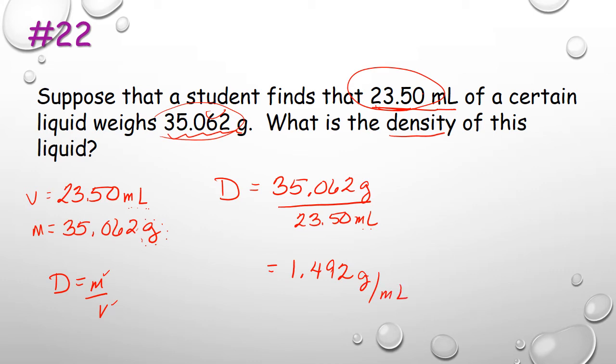Hey, do you think this will sink or float? Well, if you said sink, you're right. If you recall, the density of water is 1.00 grams per milliliter at room temperature. And this number we came up with is greater than 1, so this certain liquid will actually sink below the water.